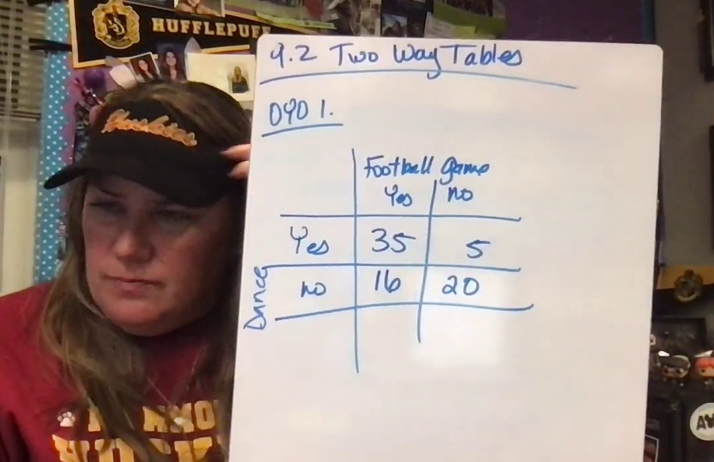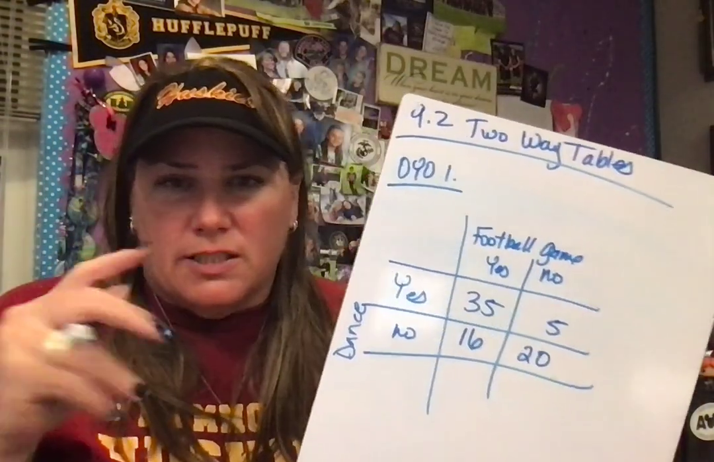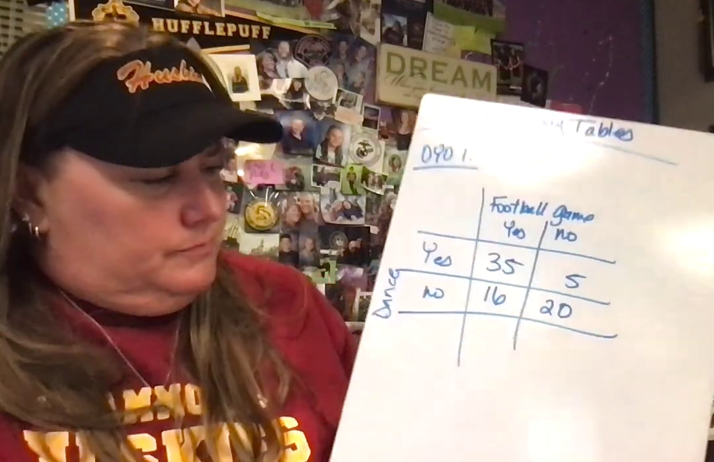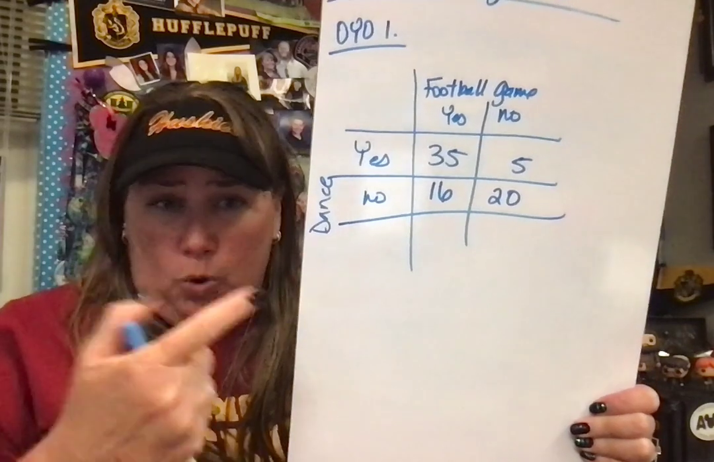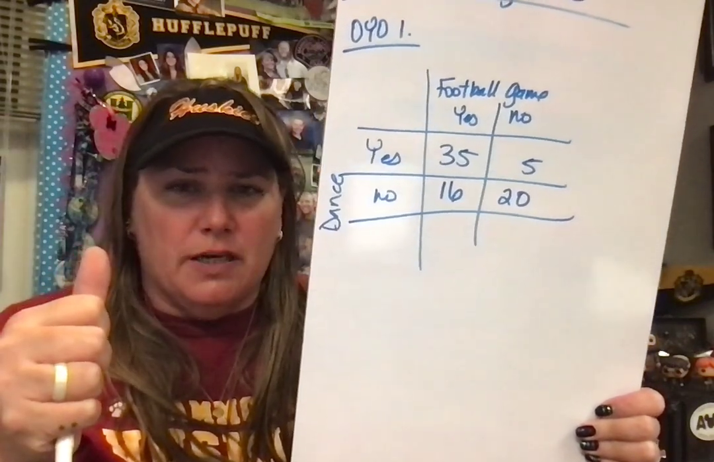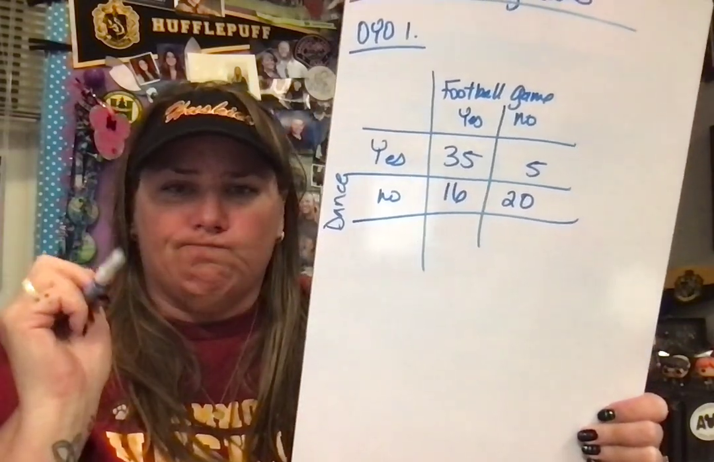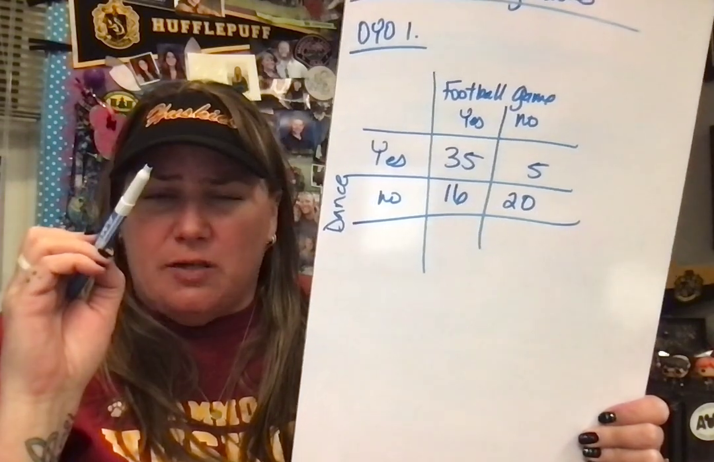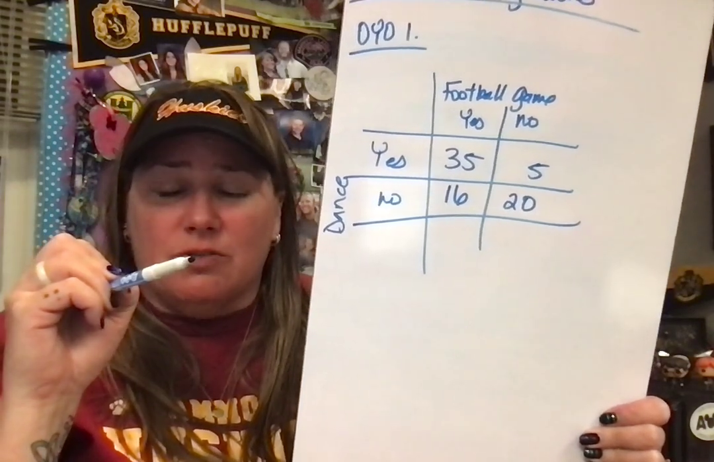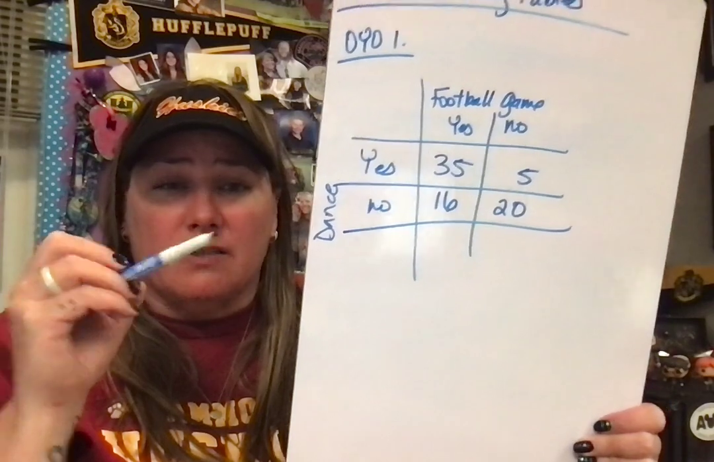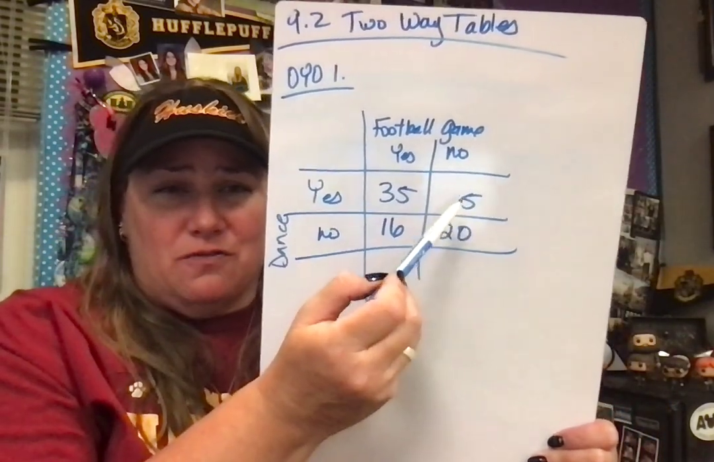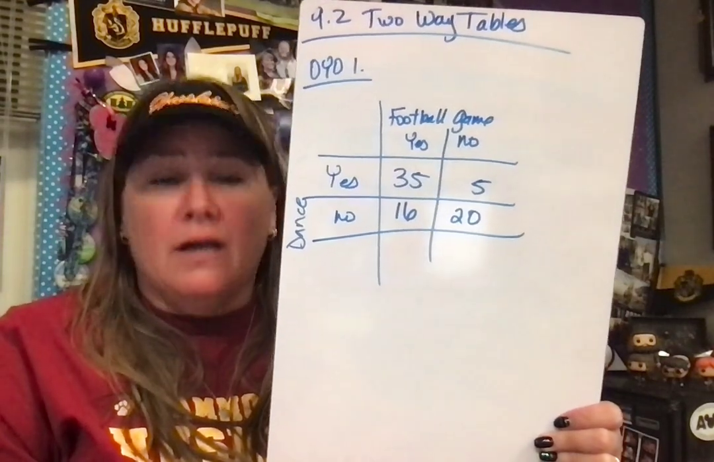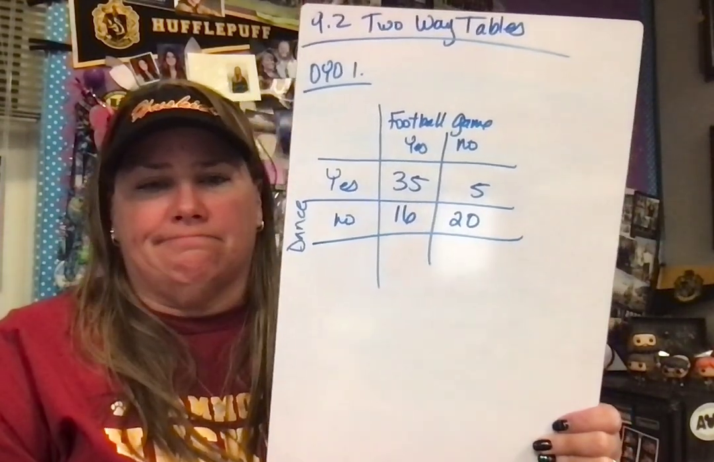Okay. So there's 2 questions they ask you, but I'm just going to kind of go on my own here. I want to know how many kids, according to the table, are not going to the football game, but they are going to the dance. So follow for football, no. Follow that down until you hit the yes row for the dance. So no for the football, yes for the dance. So 5 kids are not going to the game, but they are going to the dance.